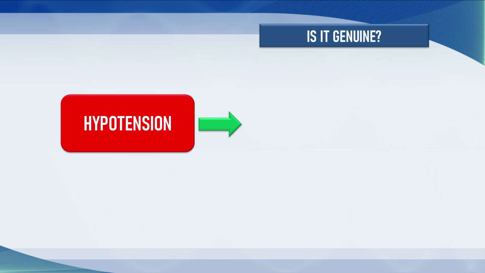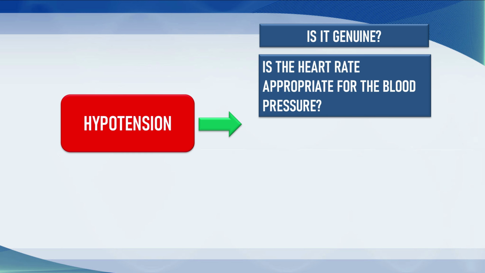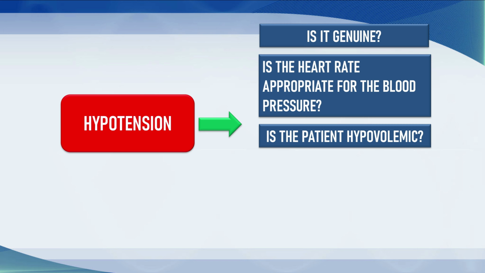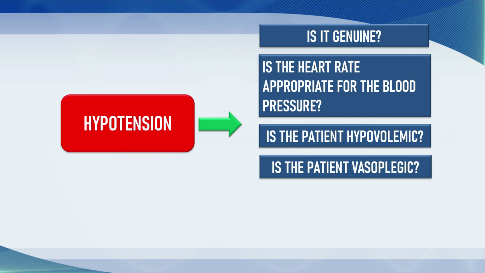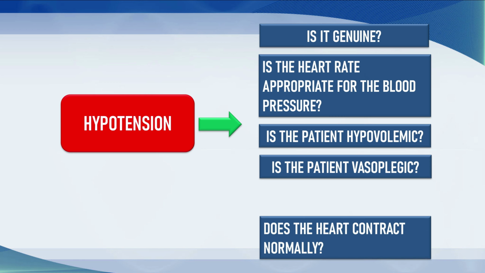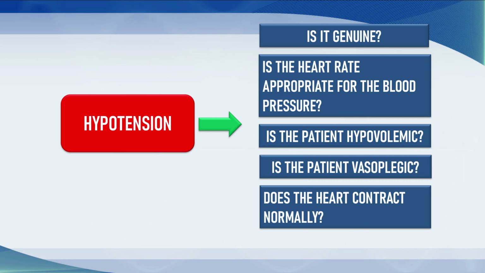The first question is, is this genuine hypotension? Second, is the heart rate appropriate for the blood pressure? Third, is the patient hypovolemic? Fourth, is the patient vasoplegic? That's pathologically vasodilated. And fifth, does the heart contract normally? I'm going to illustrate this with a scenario.